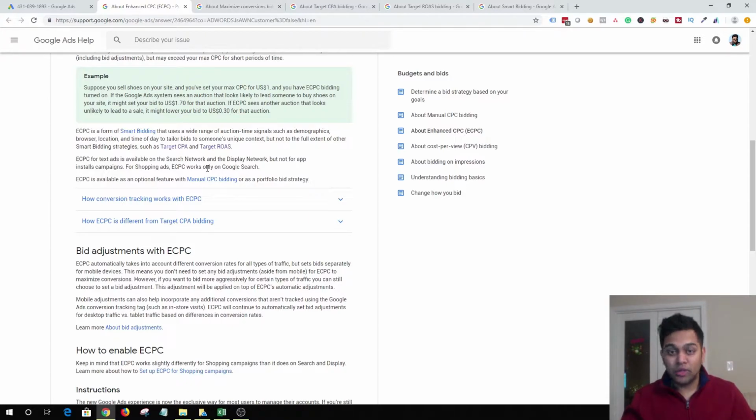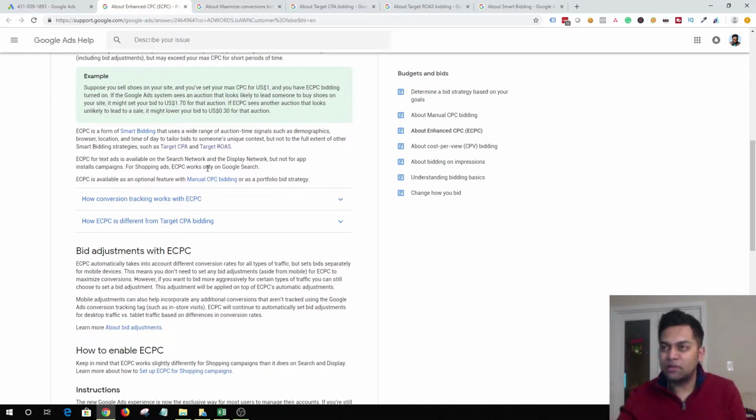It will utilize the historical data. It has some really good advanced machine learning algorithm that will take into consideration different signals, and it will try to find out people who are more likely to convert. And if it finds out that, hey, there's someone who's more likely to convert because he went on so and so website and he's on so and so device in a certain location, Google will increase the bid amount so that that person will click on your ad and he will convert.